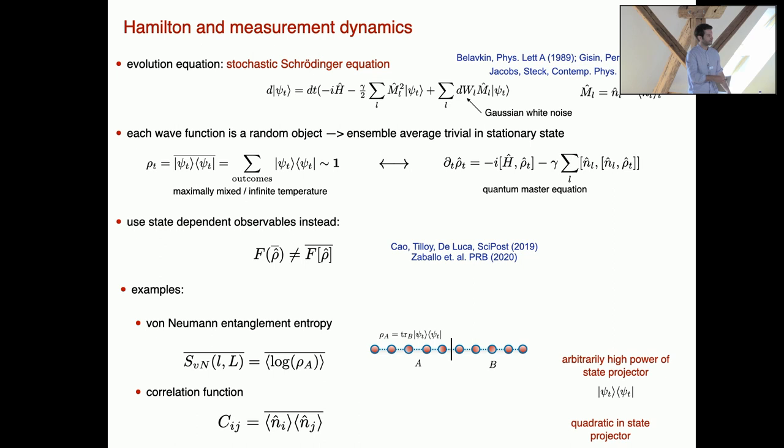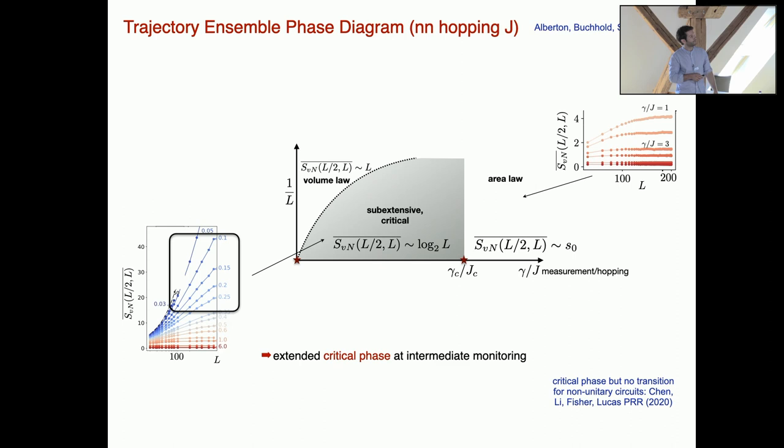Now for the case of this nearest neighbor hopping, the simplest situation, we obtain a phase diagram of this type. On this axis, you see the competition between measurement and hopping. In particular, if we go to the thermodynamic limit, very large systems, then in the asymptotic system size limit you find a log scaling of the entanglement entropy, which is actually not smoothly connected to the single point, the unmeasured point, where there's a volume law in this dynamics.